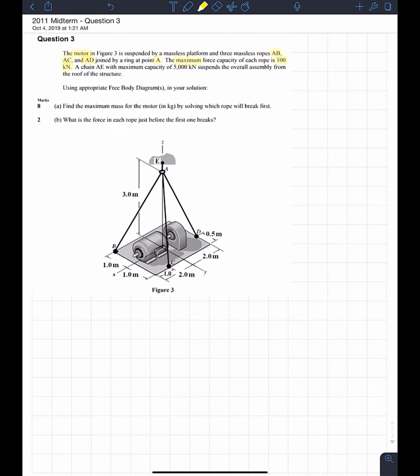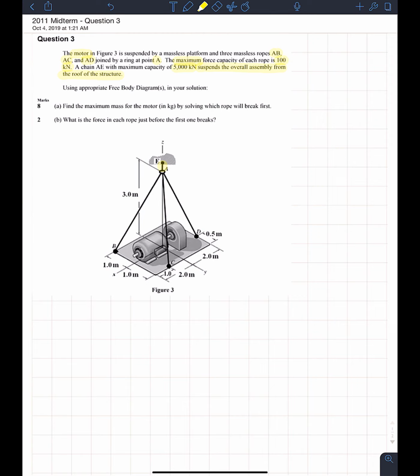And then finally, it says that a chain AE, so that's this little part up here, it's kind of hard to see, has a maximum capacity of 5,000 kilonewtons and suspends the overall assembly from the roof of the structure. You can probably guess this by intuition, but this last sentence is actually kind of important, because it means that force AE supports everything below it. So whatever the mass of that motor is, the force in that is going to be the motor's mass times gravity.